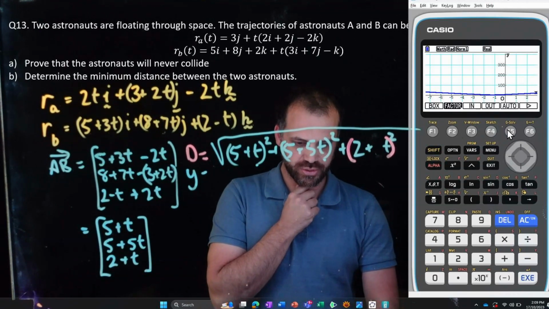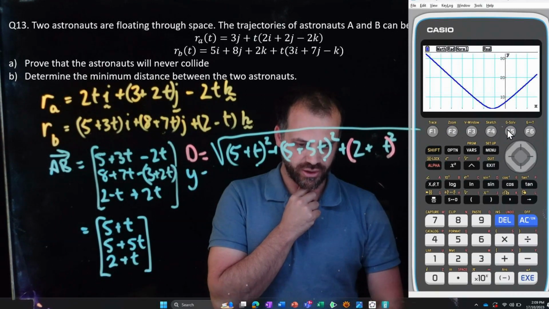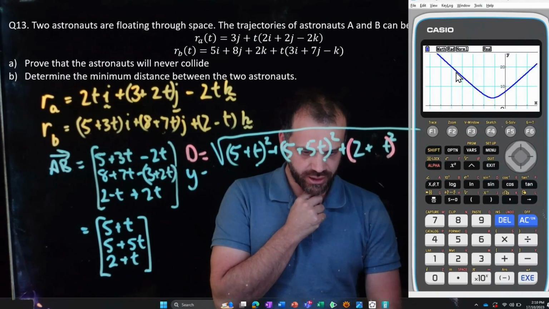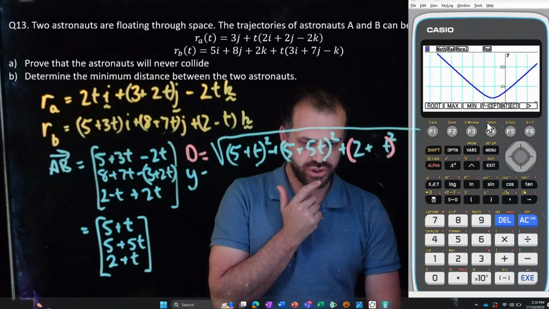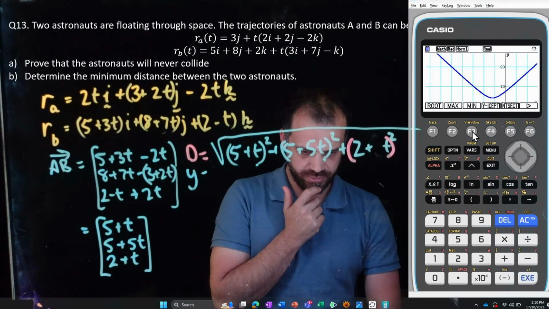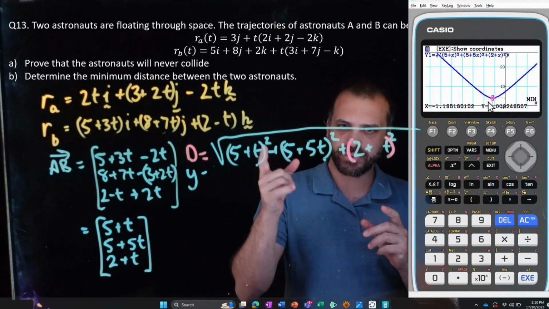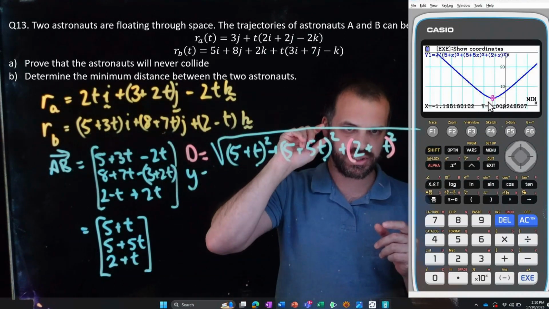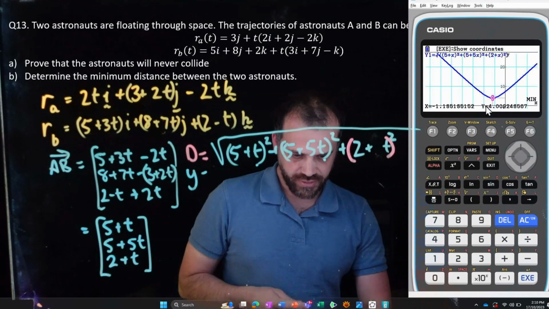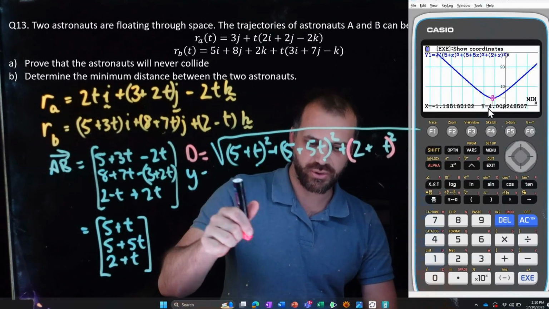Let's do an auto zoom, see if that makes our life a bit better. Oh yeah, I like that. All right, we can see our minimum right there. Let's G-solve it, find our minimum value. It's right there. Now, what are we asked? Determine the minimum distance between the two astronauts. The minimum distance is our y value.